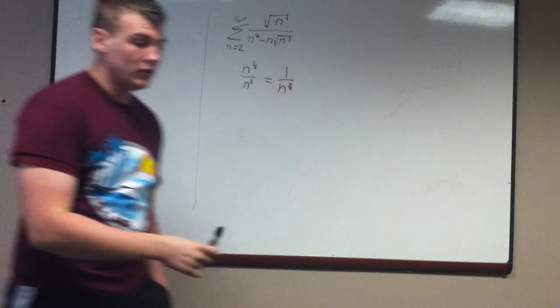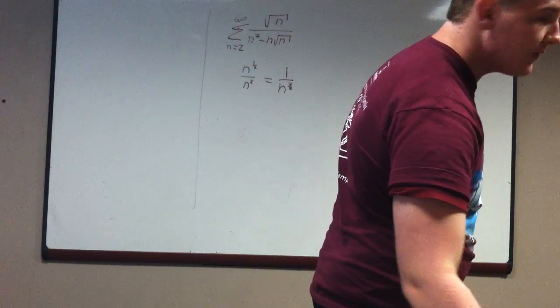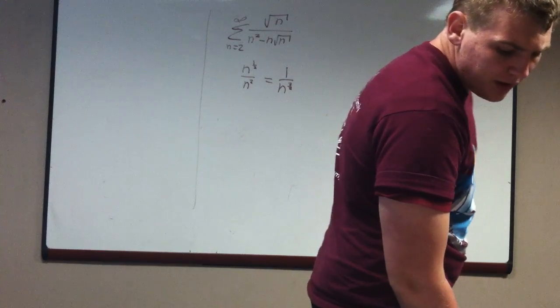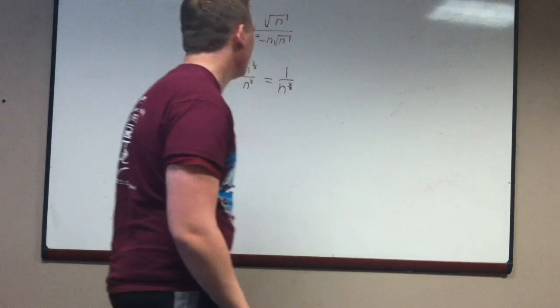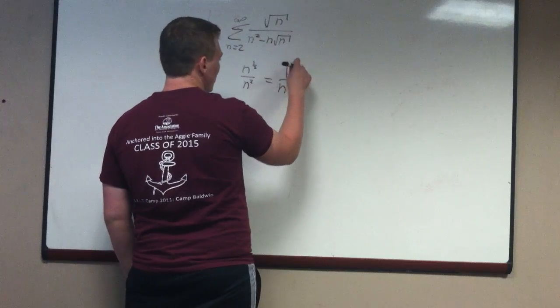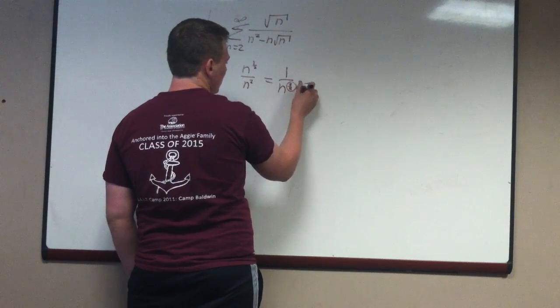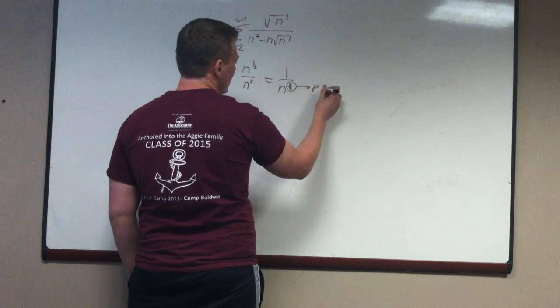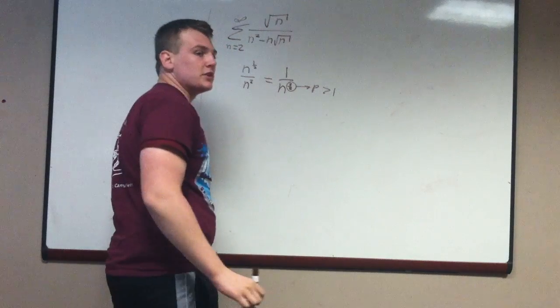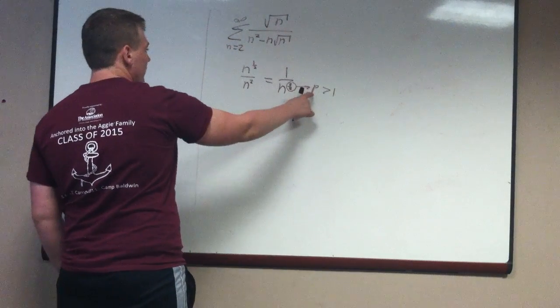In your book, if you look at page 598 at definition number 1, you see something called a p-series. A p-series is 1 over n to the p, and if the exponent p is greater than 1, then that's convergent. So I would make a note of that on your test.